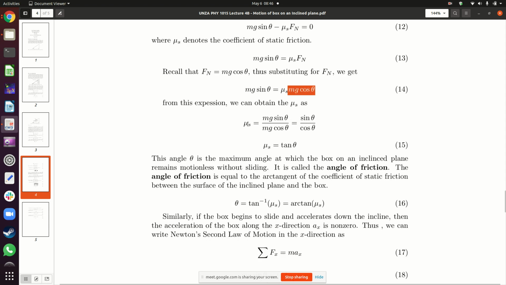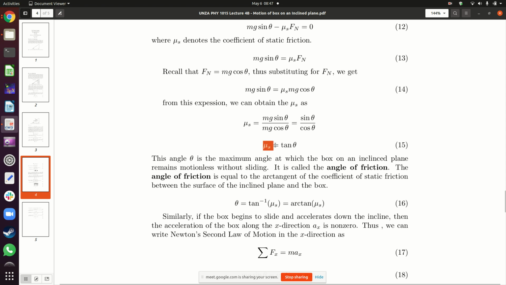When you do that, you end up having the coefficient of static friction equal to mg sin theta on top divided by mg cos theta at the bottom, where the mg and mg cancel out. So you end up having sin theta divided by cos theta, which gives you tan theta.